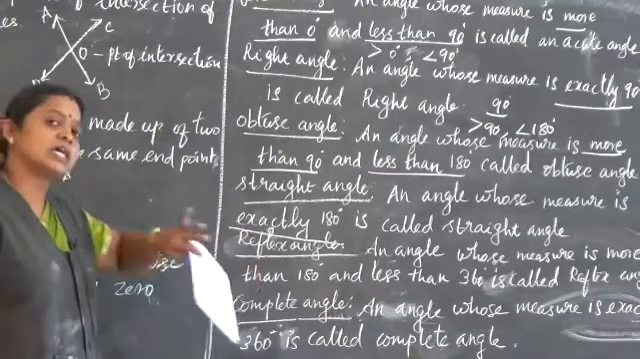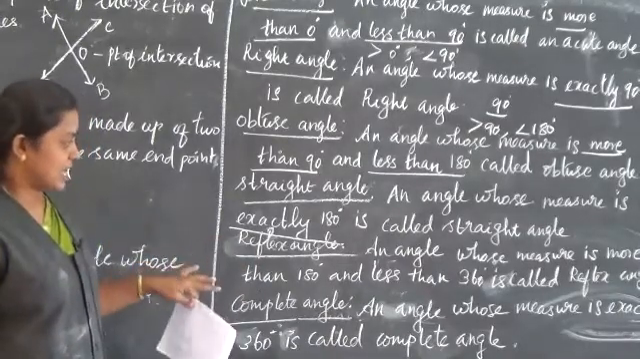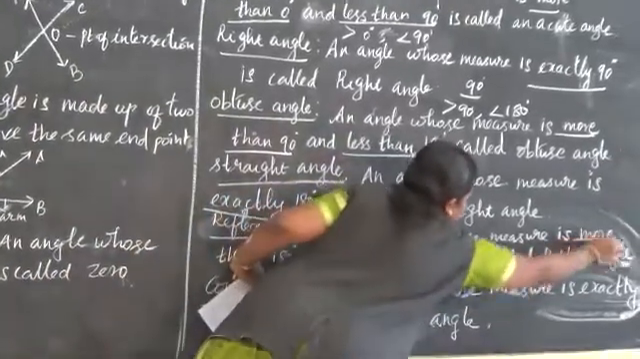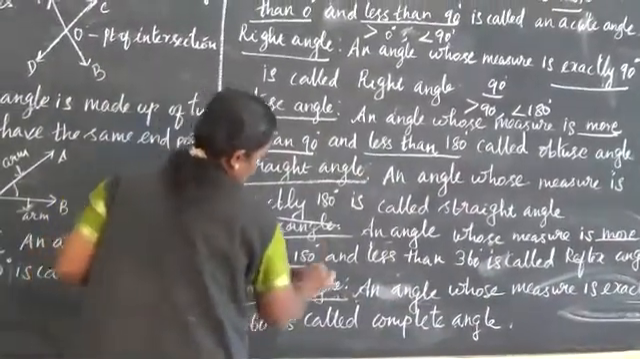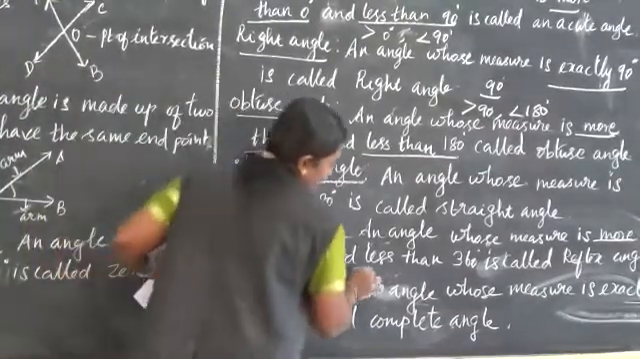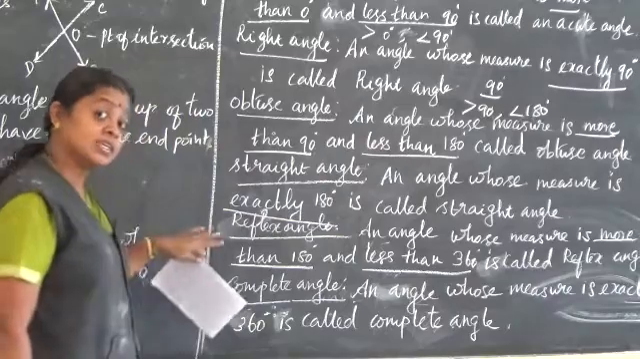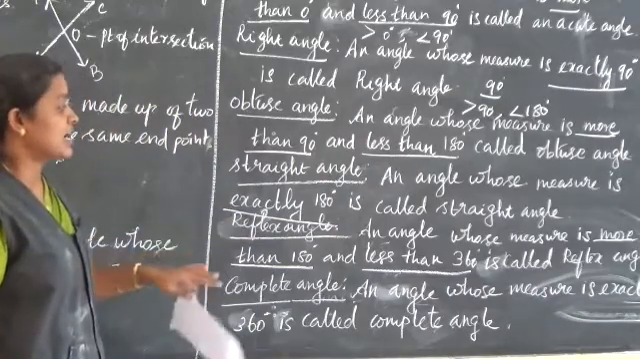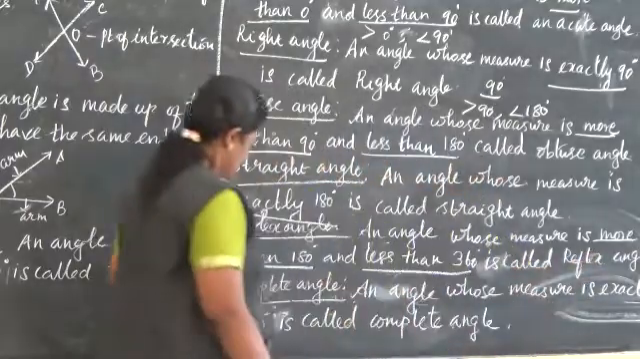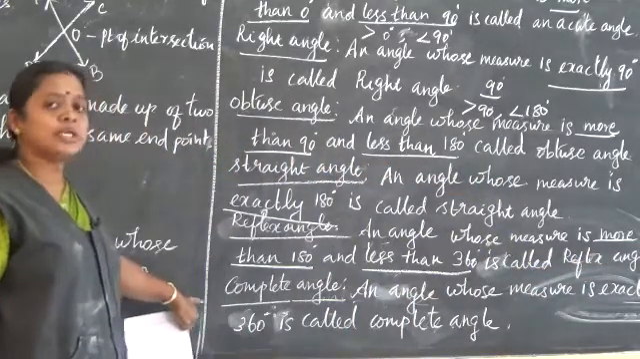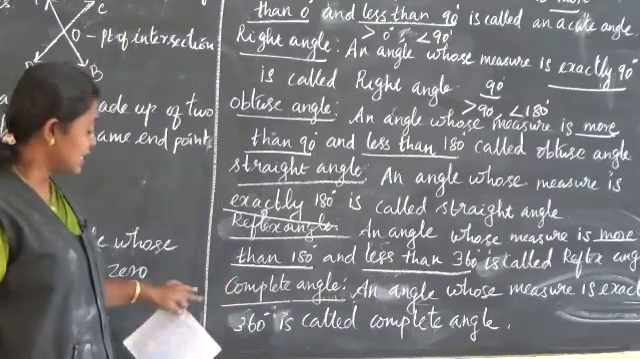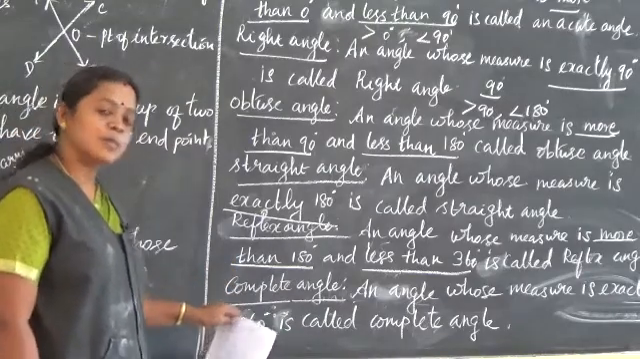The next one is reflex angle. An angle whose measure is more than 180 degree and less than 360 degree is called a reflex angle. Then the last one is complete angle. An angle whose measure is exactly 360 degree is called a complete angle.